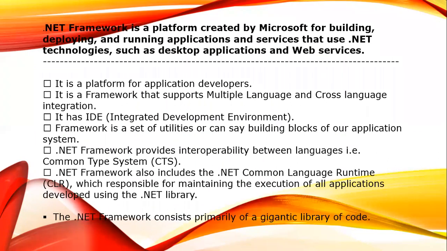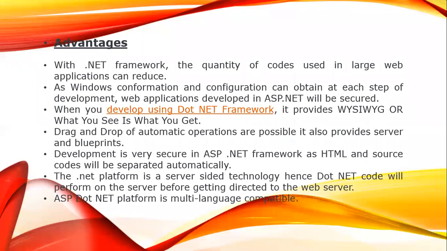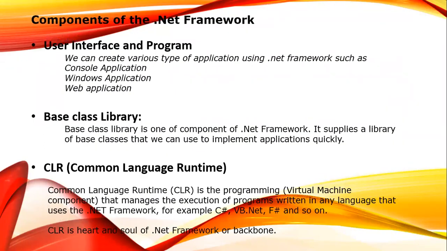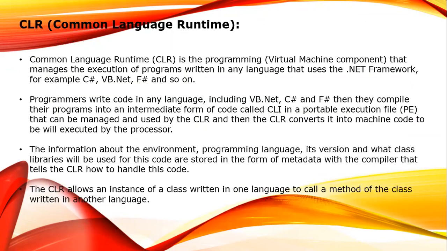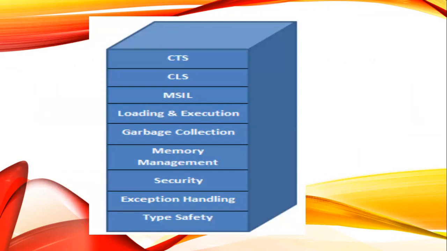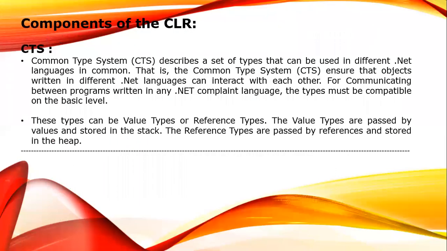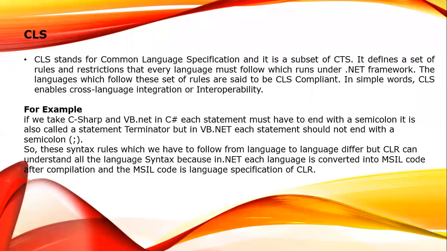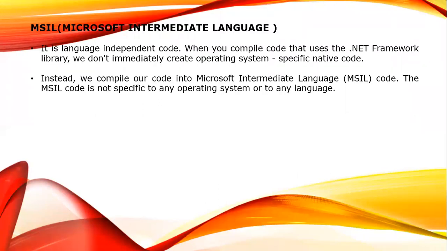Then we have .NET Framework. What is .NET Framework? How is it used? What are the advantages of .NET Framework? Then components, user interface program, base class library, common language runtime, architecture of CLR, CTS, CLS, MSIL, loading and execution, memory management, security, exception handling, type safety. The components of CLR, which is important, CTS, CLS. For example, it is cross language interoperability. Then we have MSIL, which is very important. Whatever you write in .NET Framework, first it gets converted into Microsoft Intermediate Language.